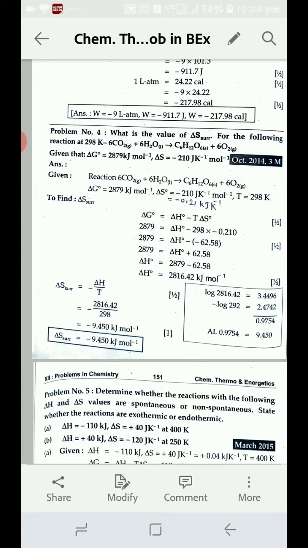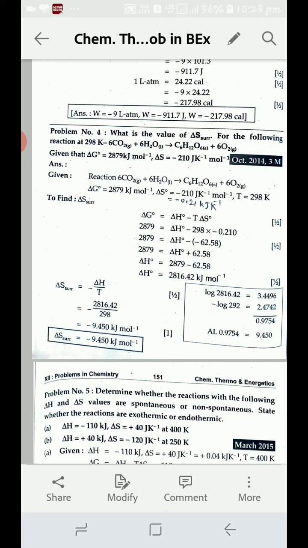Determine whether the reactions with the following delta H and delta S0 values are spontaneous or non-spontaneous. State whether the reactions are exothermic or endothermic. So values are given. What is the given value? A: delta H0, means change in enthalpy, minus 110 kilojoule, change in entropy plus 40 joule per Kelvin at 400 Kelvin. So if you observe the value again, change in entropy is in joule per Kelvin, convert that into kilojoule per mole. So multiply the value by 10 raised to minus 3.